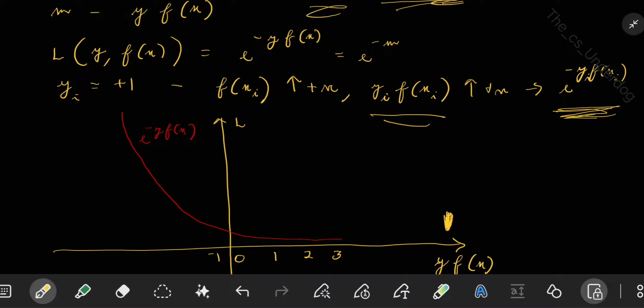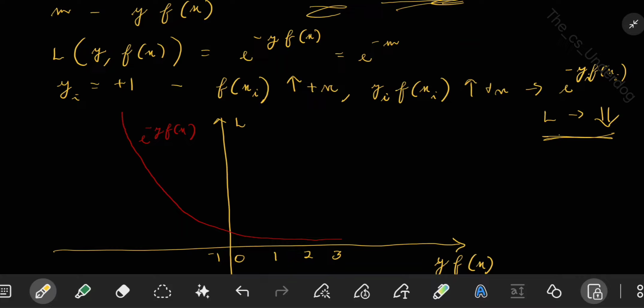Then in my e power minus x graph, that is e power minus yi into f of xi, the graph says the value will be very small here. That means my loss will be very small. Is this right or wrong? Whenever my yi into f of xi is very large and positive, that means I have a right, confident prediction, and I should have very little loss for this example. Rightly, when I used e power minus yi into f of xi, my loss is very small in this scenario. So I am trying to tell you why this is a good loss function, okay?